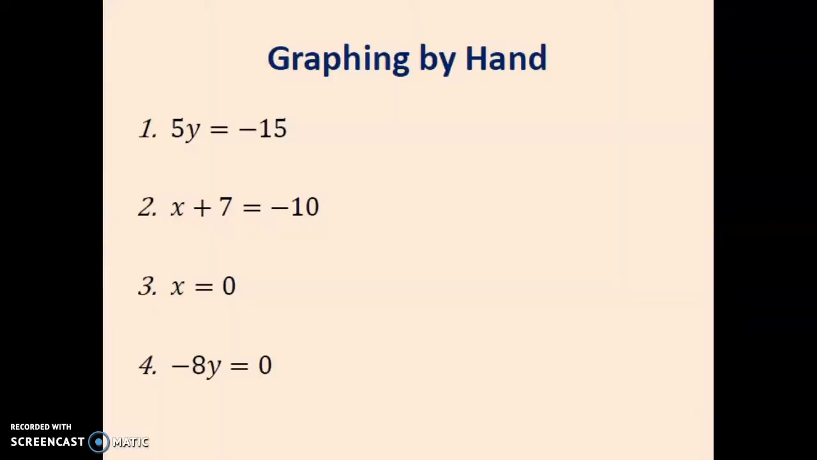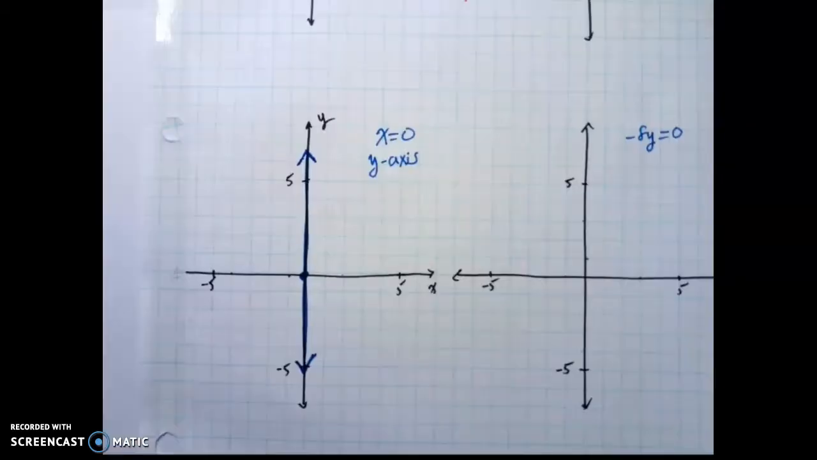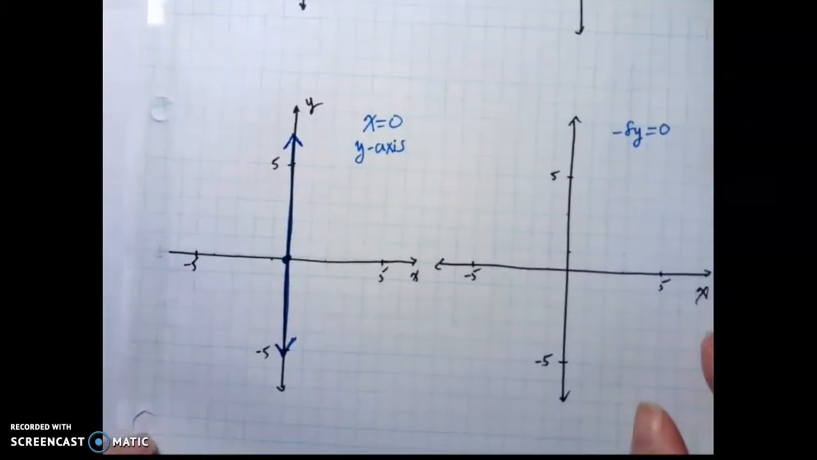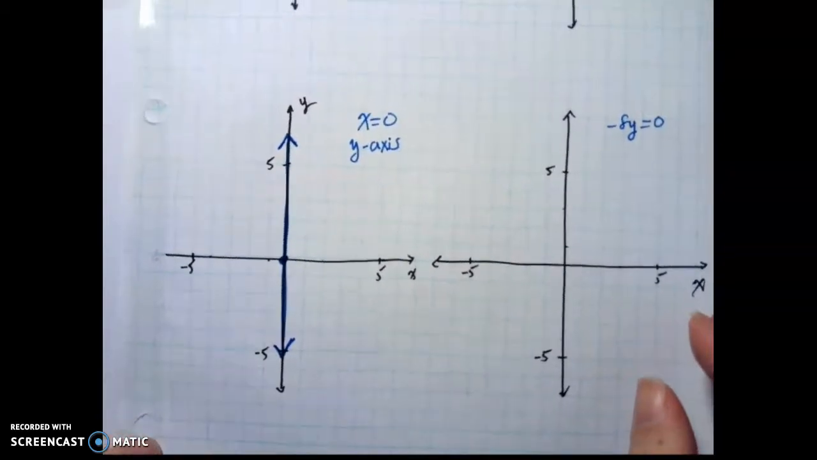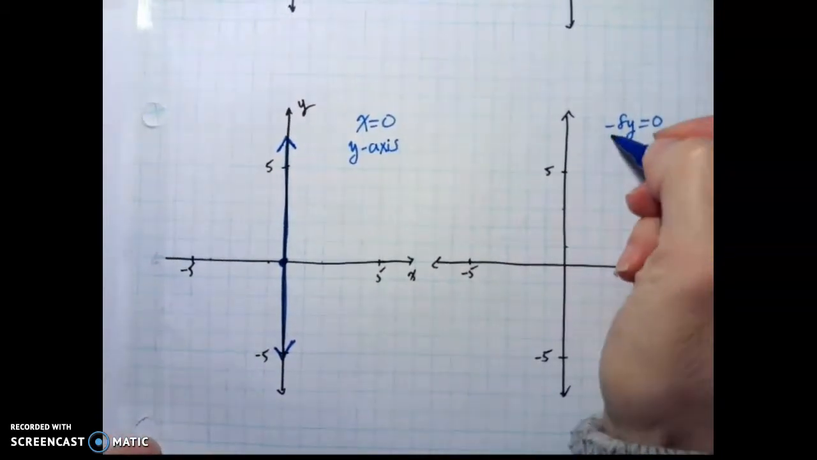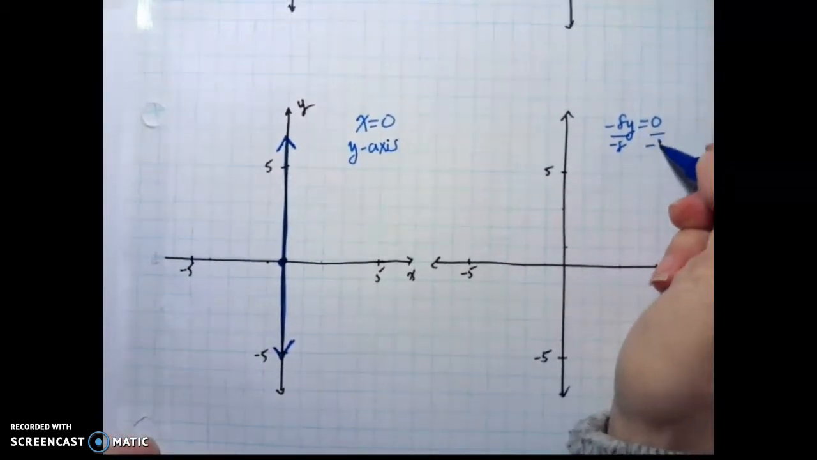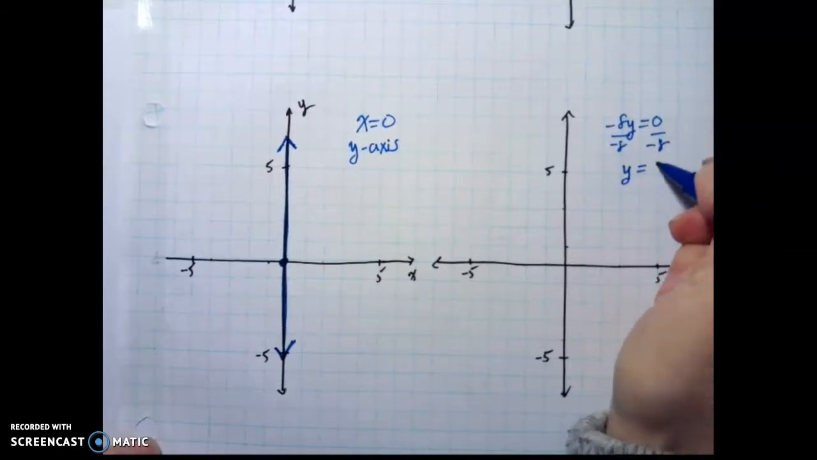And finally, our last example, -8y equals 0. We want to solve that for y, so I'll do that by dividing both sides by -8. When I divide by -8, 0 divided by -8 is just 0.